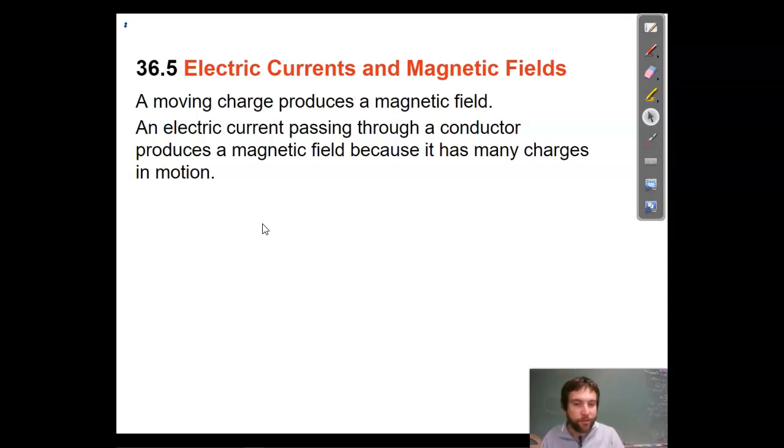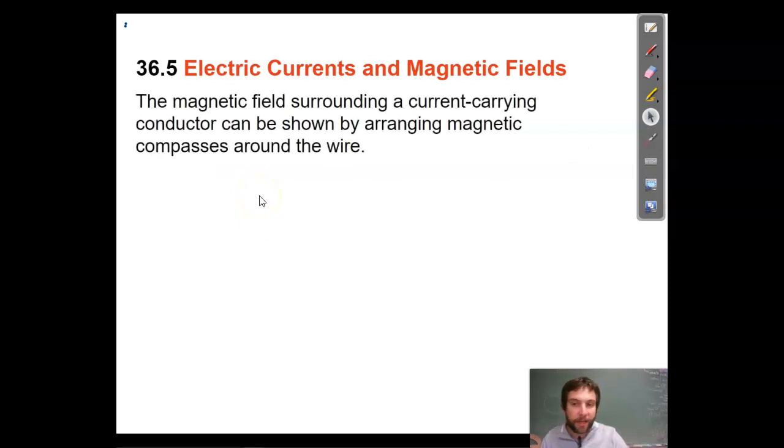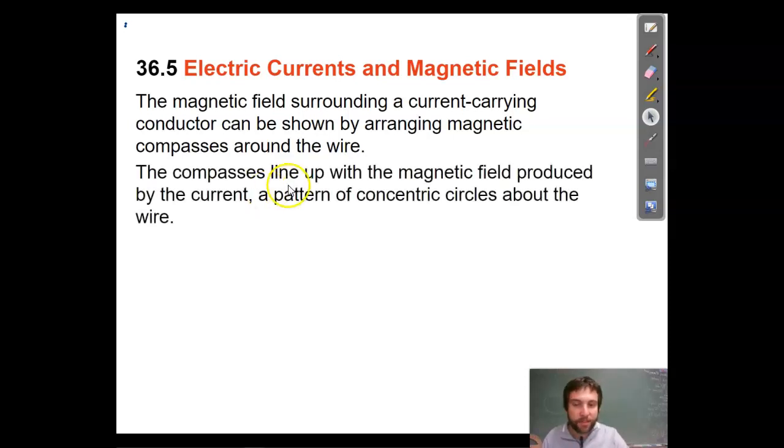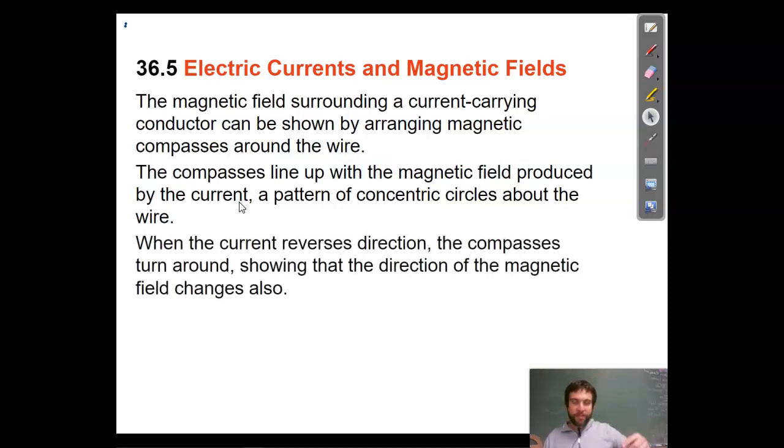An electric current passing through a conductor produces a magnetic field because it has many charges in motion. The magnetic field surrounding a current-carrying conductor can be shown by arranging a magnetic compass around the wire. The compasses line up with the magnetic field produced by the current, a pattern of concentric circles about the wire. So, what this is saying is if you have a wire, and in this wire you have electricity running through it, as electricity is running through it, you're going to get this magnetic field in a circle around where the current is.